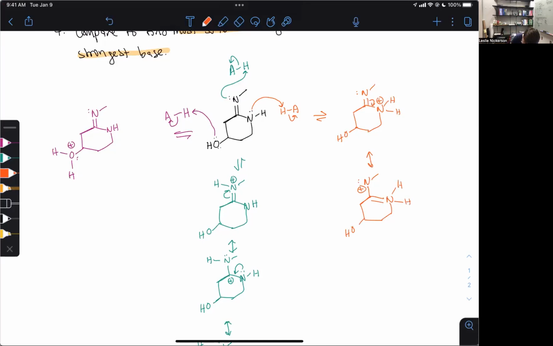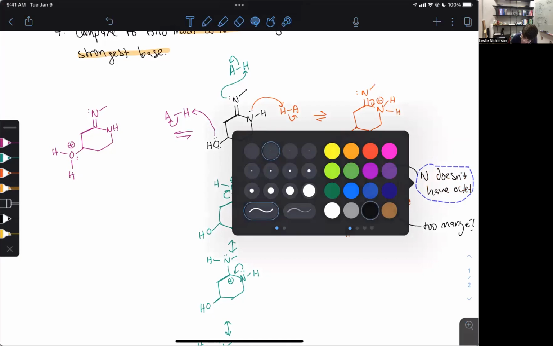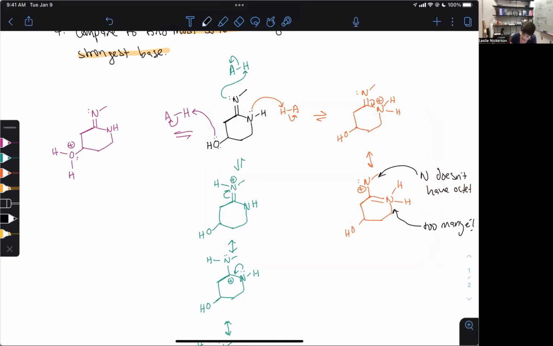Okay, so two issues here. One, the nitrogen up at the top doesn't have a full octet. And then the nitrogen down here has too many electrons. Okay, so two big issues here. So that one is not going to happen. That arrow is not going to happen. So that charge on my nitrogen is localized.